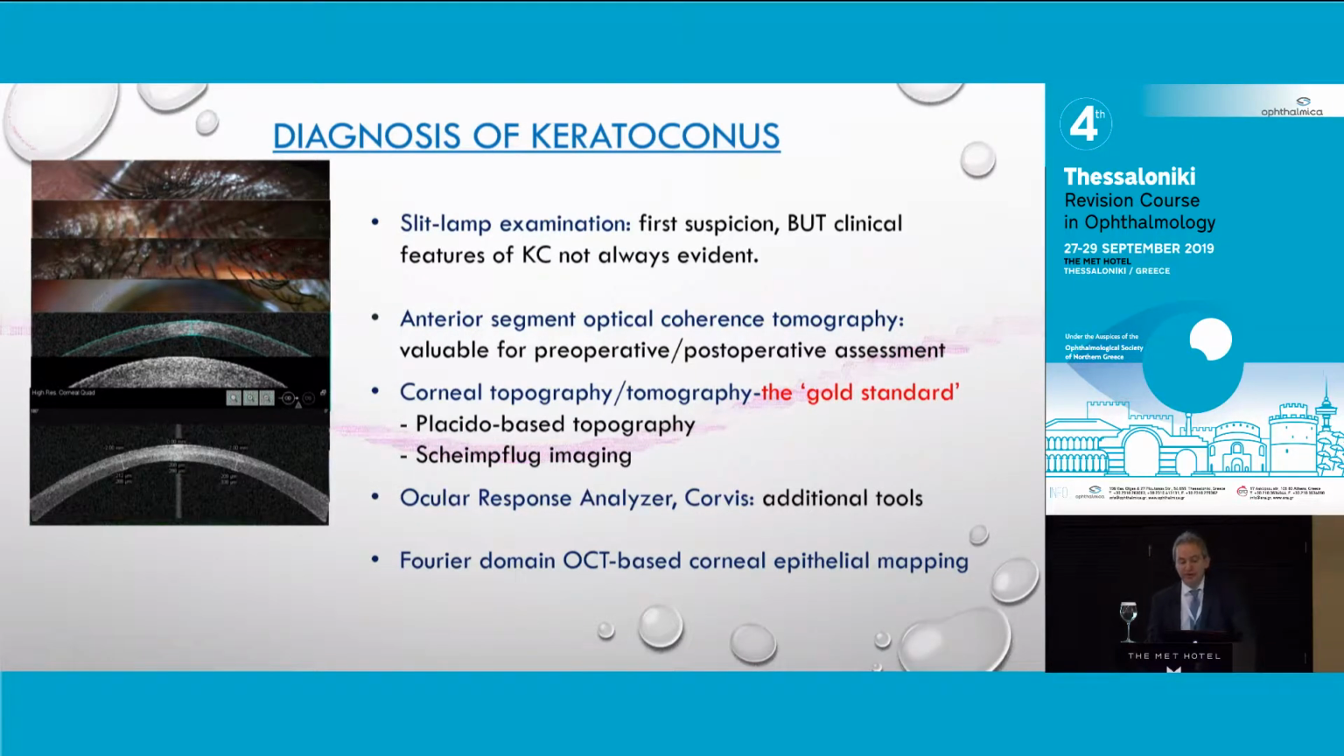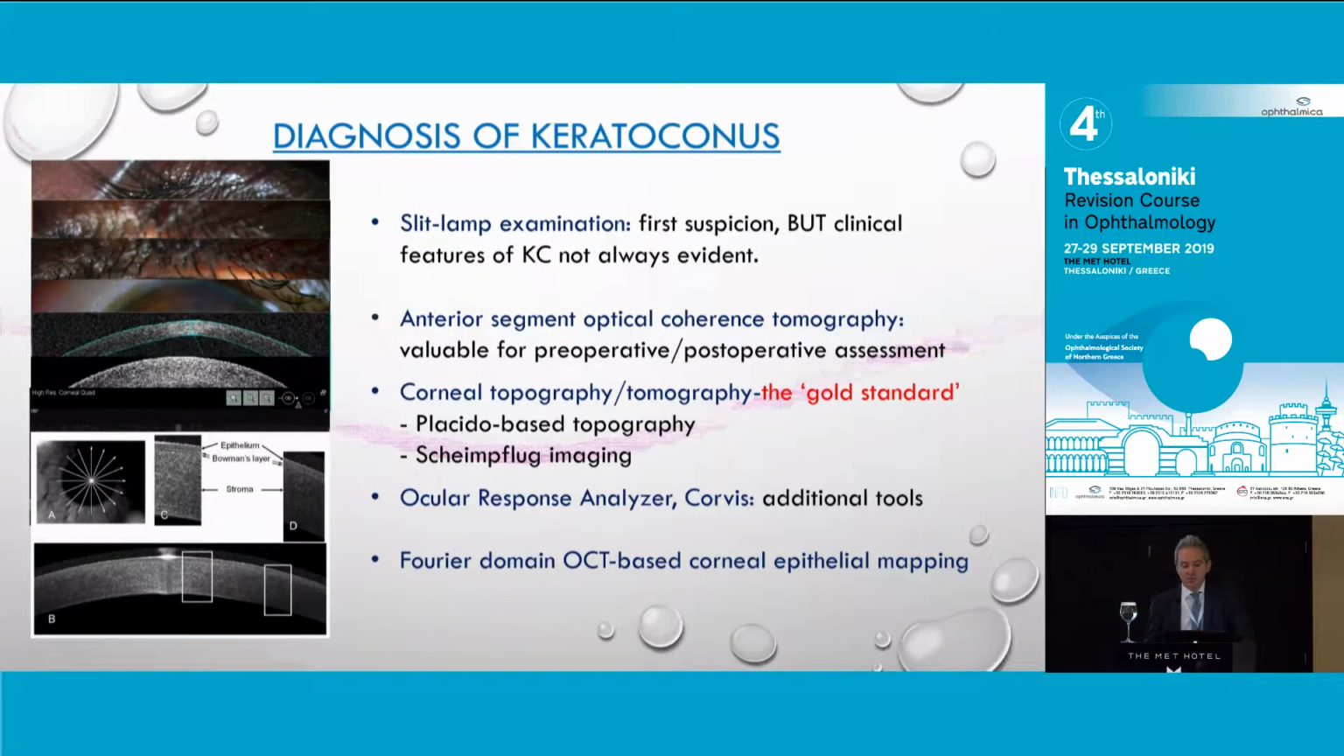Now, what is the gold standard for early diagnosis? It's the Placido Scheimpflug camera, so corneal topography and tomography. And we can use corneal biomechanical imaging as an additional tool to support our diagnosis. So we can evaluate corneal biomechanical properties in vivo with the Ocular Response Analyzer and Corvis in cases where we're not really sure whether our cornea has an ectatic profile or not.